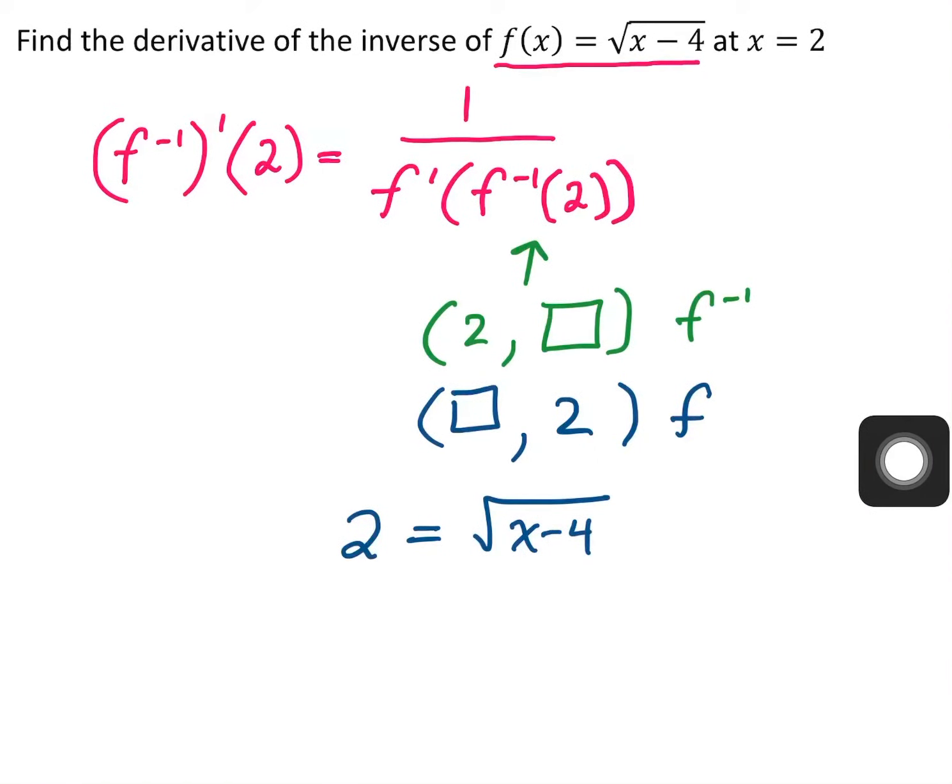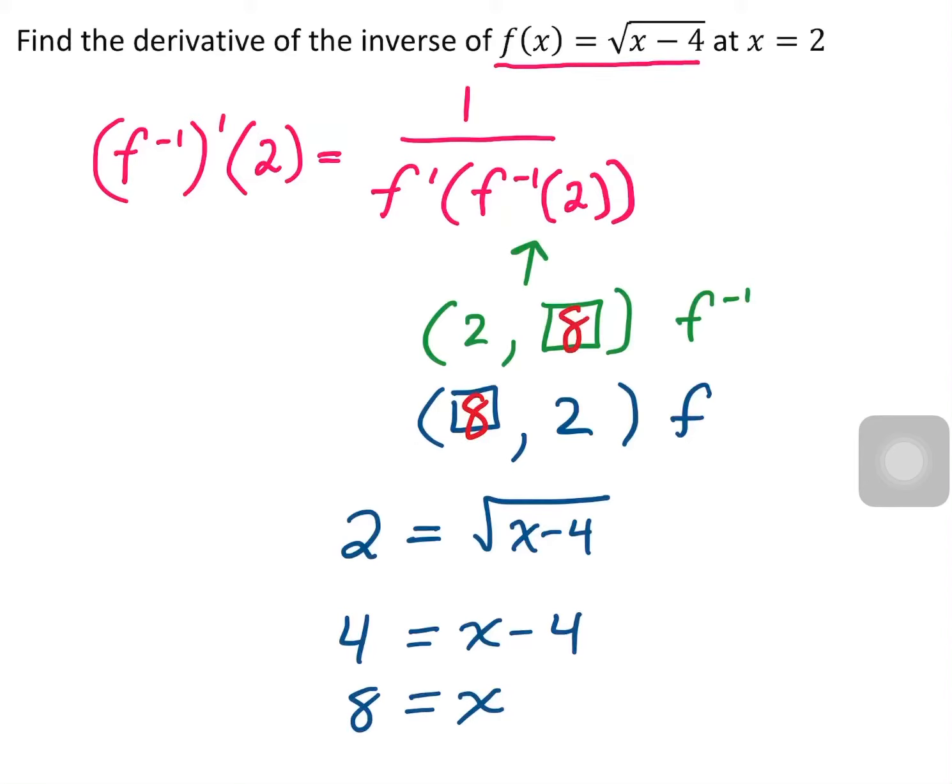And so if I square both sides of this equation, I get 4 equals x minus 4. And it's clear to see that the x value would be 8. So 8 is going to be what goes inside of this box, and 8 therefore would be the output of f inverse when you put in 2.